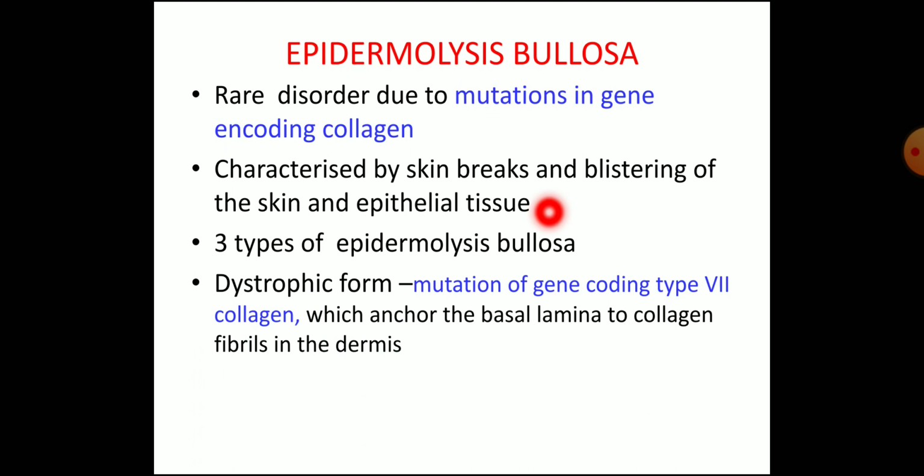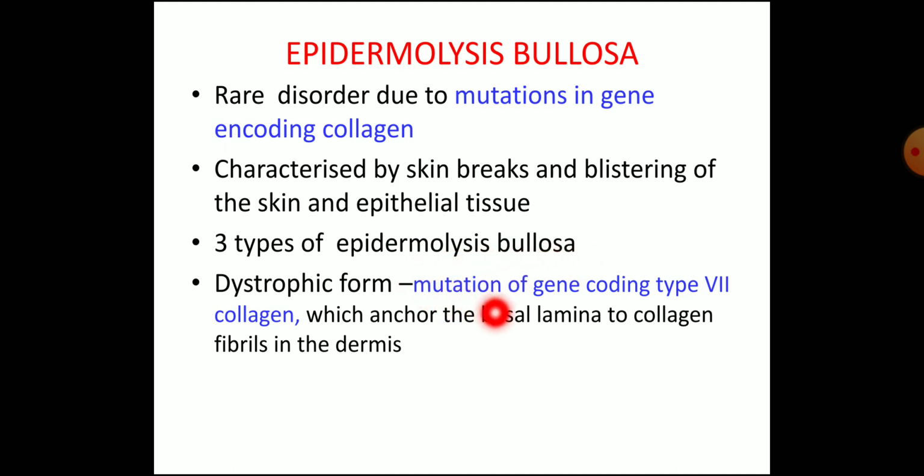Then epidermolysis bullosa, it's a rare disorder due to mutation of the gene encoding, again, collagen, characterized by skin breaks and blistering of the skin and the epithelial tissue. Blistering means a bullous-like lesion may be present on the skin surface. This disease is of three types.